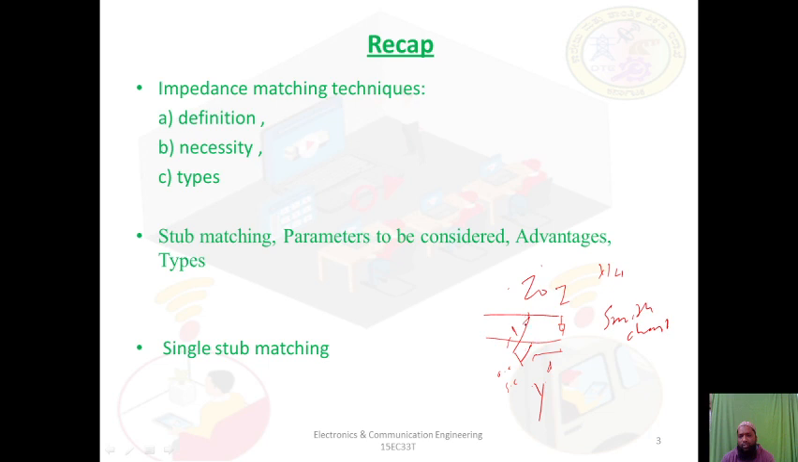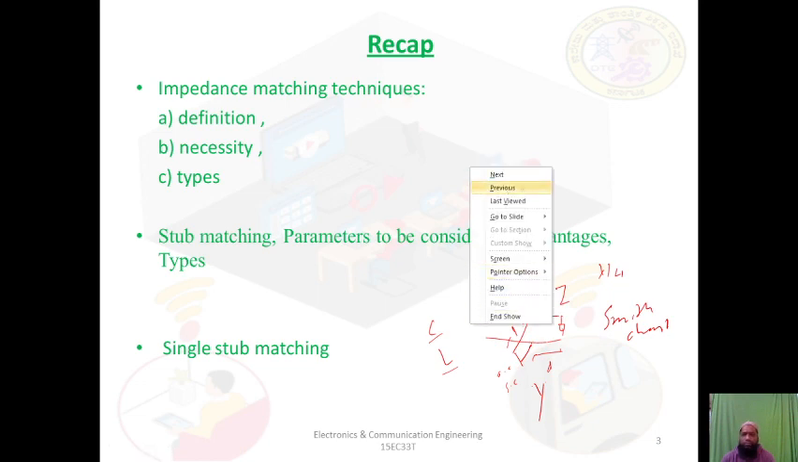At that point, if you connect the stub, and we also discussed in our previous classes that if you vary the length of the stub, then the reactive property of that stub may be either capacitive or inductive. It depends upon the electrical length of that stub. We can make it a capacitive reactance or inductive reactance. So by suitably connecting the stub, we can neutralize the reactive part of that impedance. So this is the idea of single stub matching.